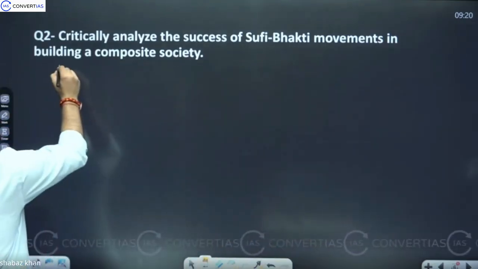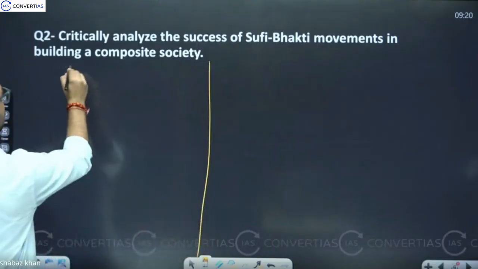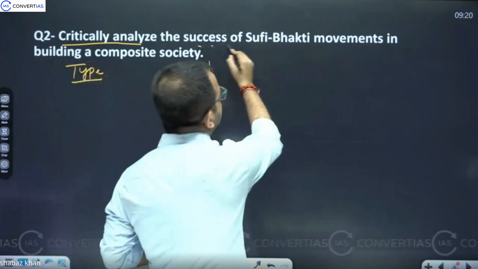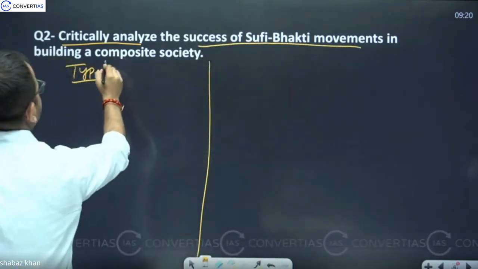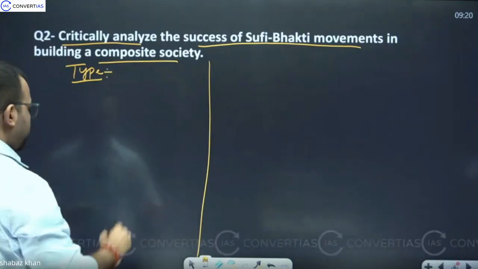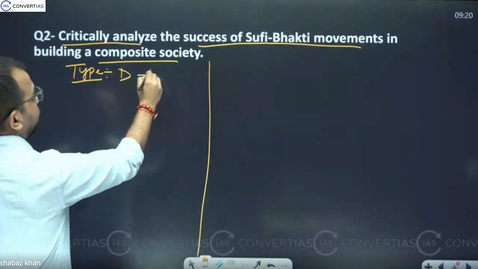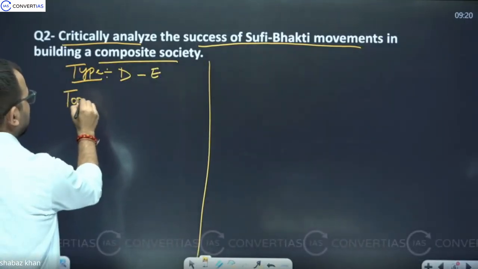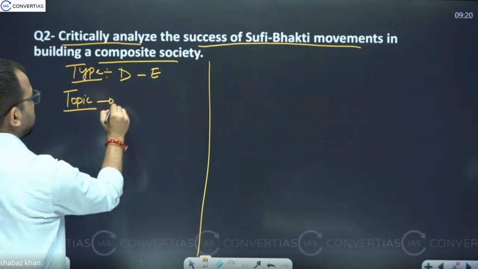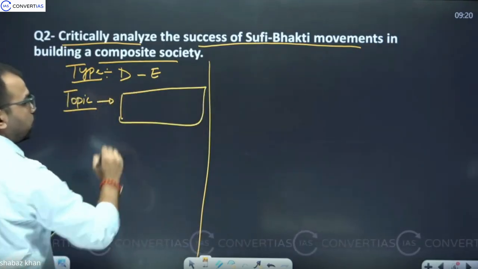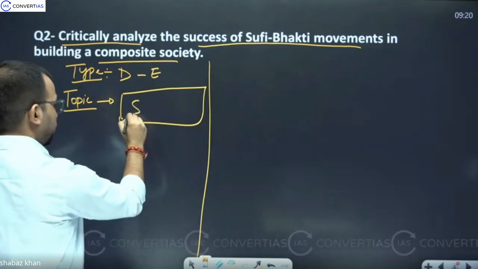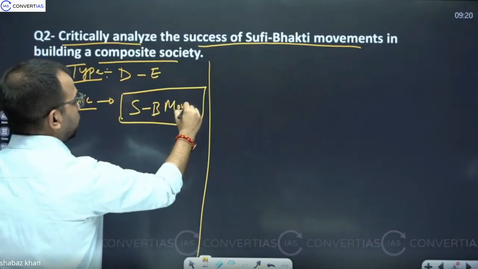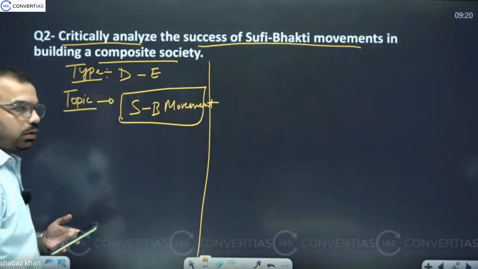What is the type? Directive followed by explicit demand. What is the topic? Topic: Sufi Bhakti movement. This is the topic.